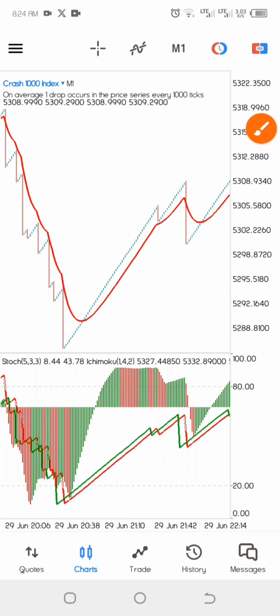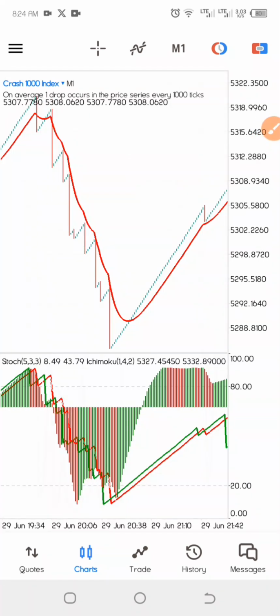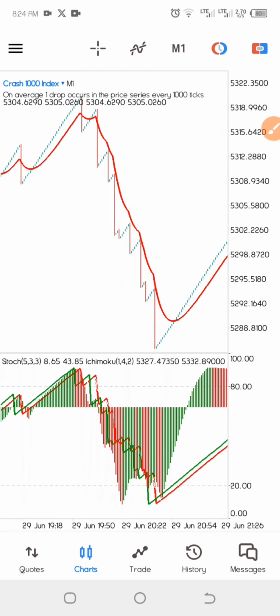Now, how do you take a trade with this strategy? Now, this is all the steps you need to follow before you take any trade with this strategy, and make sure you understand as I'm about to explain how you use this strategy.